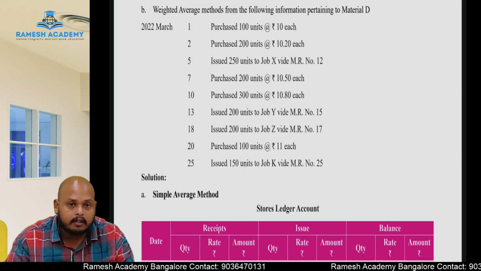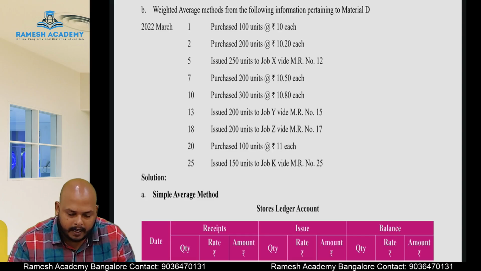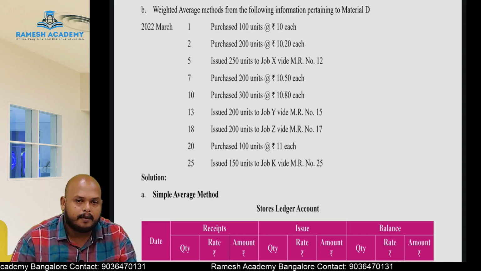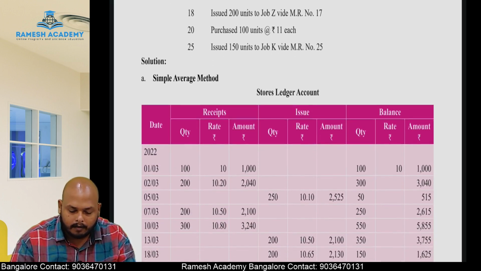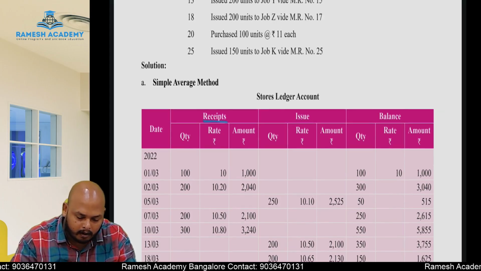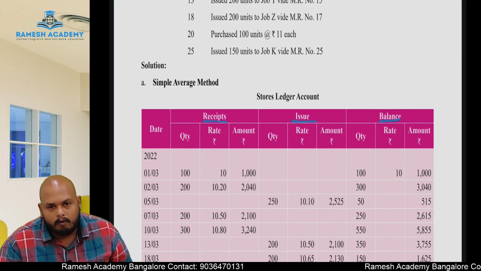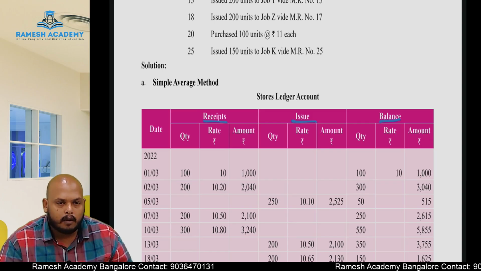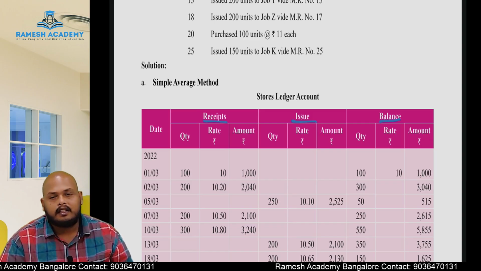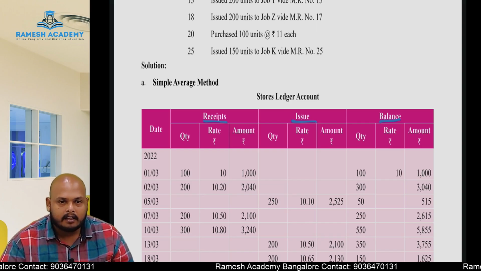See, Nana, on 1st March 2022 purchased how many units, Nana? 100 units. What is the price per unit, Nana? 10 rupees. So in the case of simple average method or weighted average method, Nana, we have to open 3 ledger columns. One is the receipt column, another is the issue column, and the third is the balance column, Nana. Again, each column has 3 subclassifications, Nana.